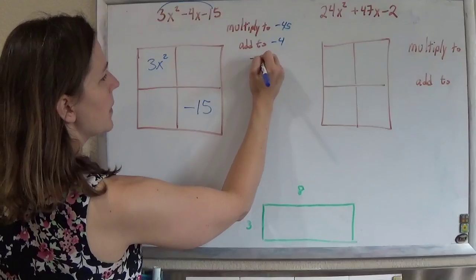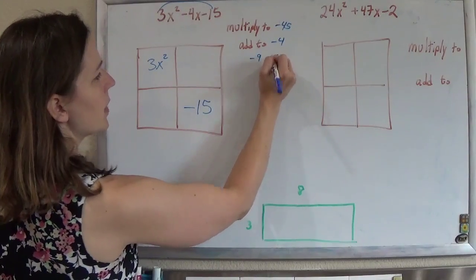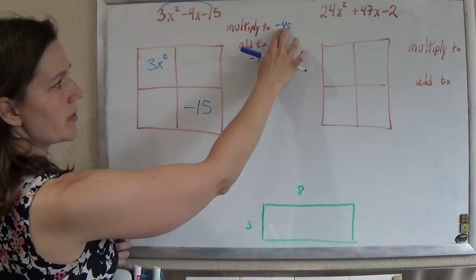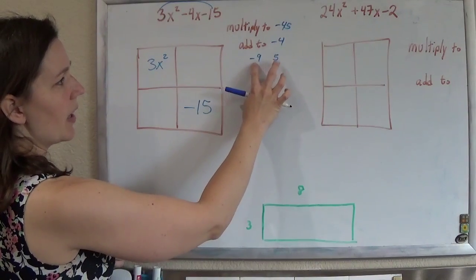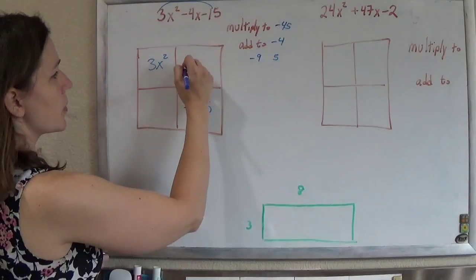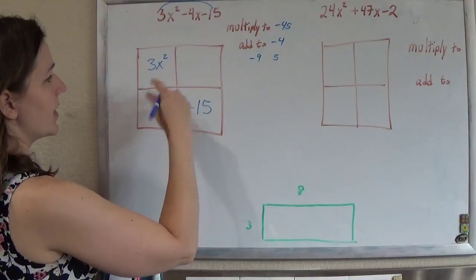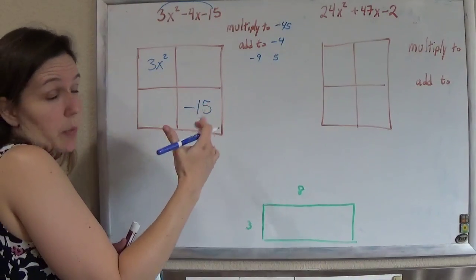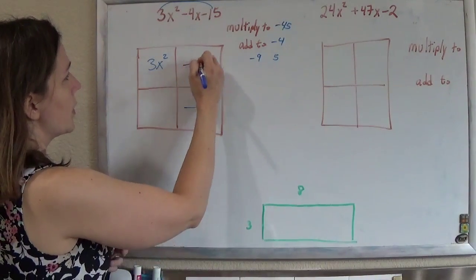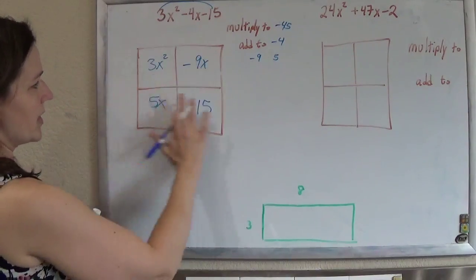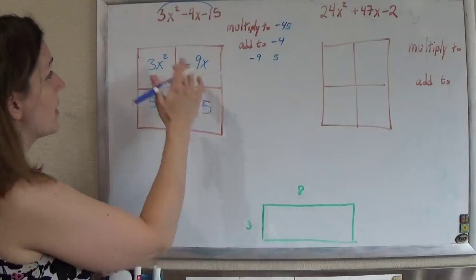So I'm thinking maybe a negative 9 and a positive 5, because negative 9 times positive 5 gives me negative 45. Negative 9 plus 5 gives me negative 4. Wonderful. So I'm going to put those in here. And it doesn't matter whether I put the negative 9 here or the 5 there or vice versa. You can try it both ways. It'll work. So the idea is that this box represents that equation.